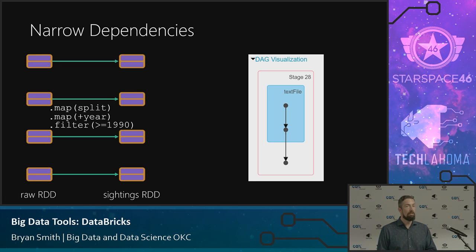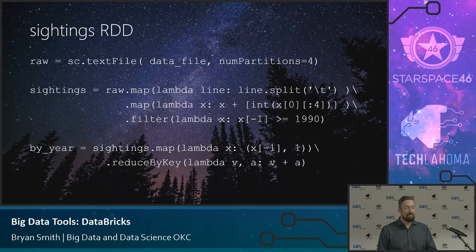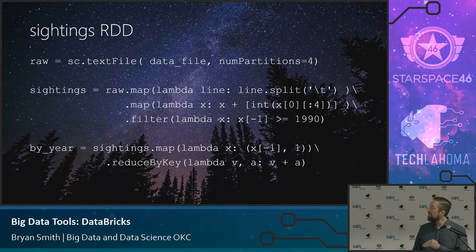Okay, so let's add a little bit more logic to our sighting stuff. So we've read our data out of our data file into the raw RDD with 4 partitions. We've split each of the lines coming out of that data file based on the tab delimiter. We've extracted the year, and then we filtered for data that is 1990 or later in terms of the sighting date. We now want to calculate how many sightings we see on a per year basis. So to do that, I'm going to use this reduce by key transformation.